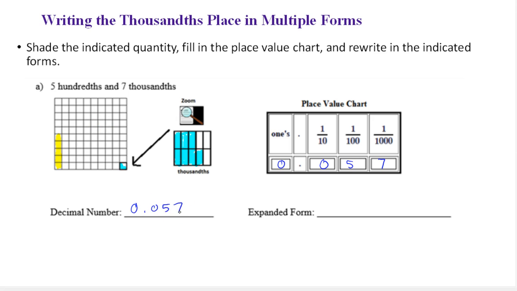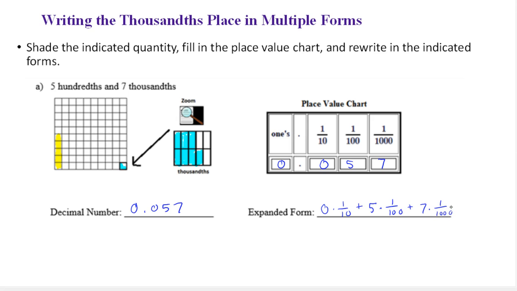And in expanded form, we're going to include 0 times 1 tenth. So we'll include the tenths place just as a placeholder. We have 5 times 1 hundredth, and 7 times 1 thousandth.